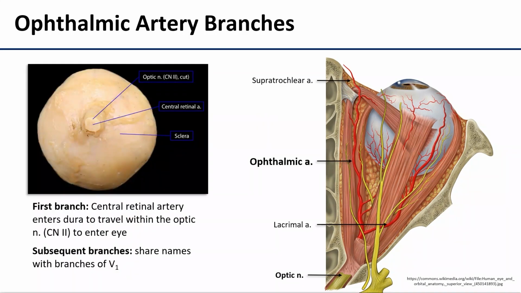Once it arrives in the orbit, it's going to start to give off branches. The first branch that it gives off is the central retinal artery, and this one is a little bit different from all the others. It's going to pierce the dura that surrounds the optic nerve, and it's going to travel through that optic nerve to reach the eye. The subsequent branches that come off then are going to share the names of branches of V1 that they run with. So we have a lacrimal artery, we've got a supratrochlear artery, and if I had a little bit more on this picture here, we would see a supraorbital as well.